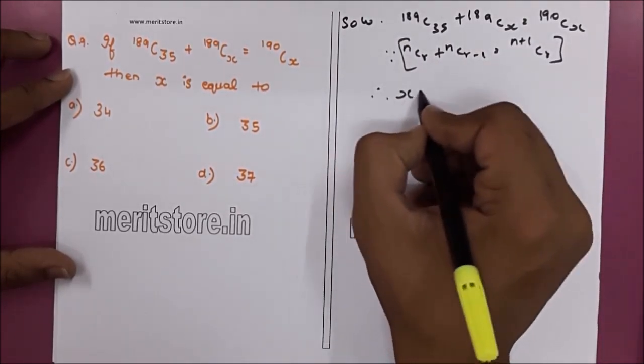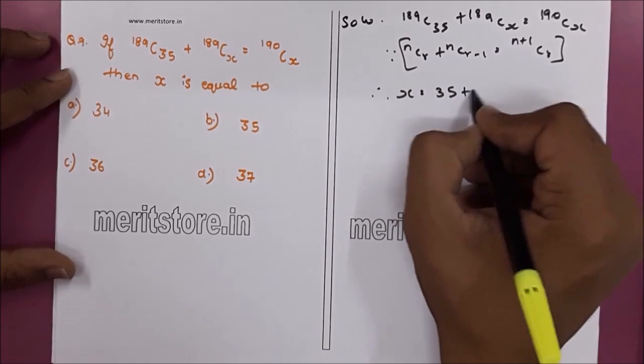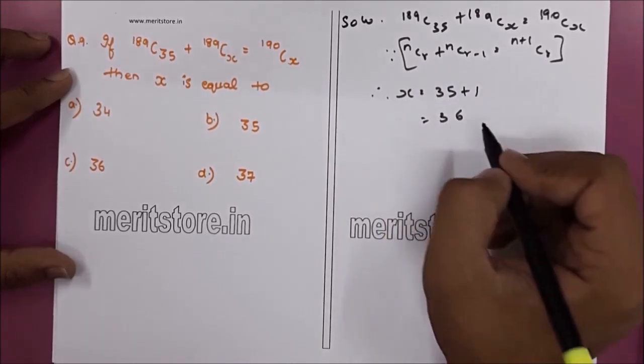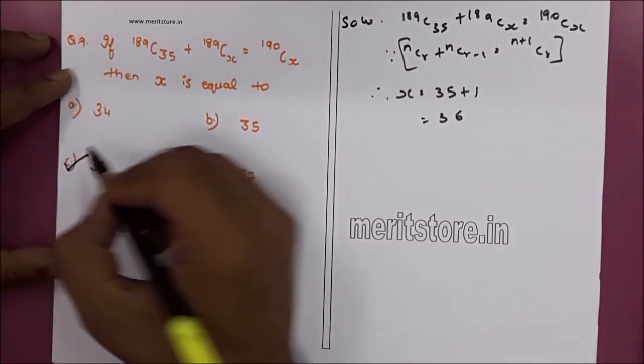Therefore, x is equal to 35 plus 1, which is equal to 36. Therefore, option C is correct.